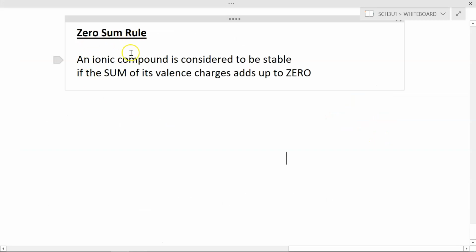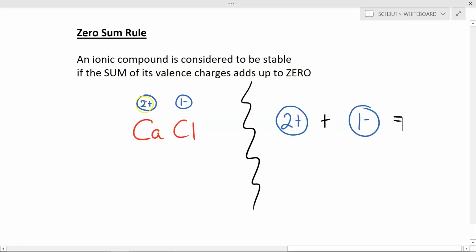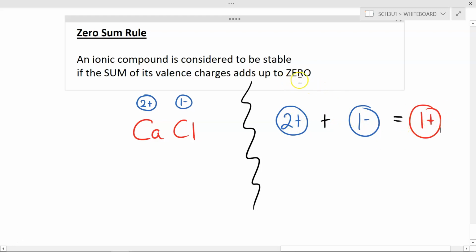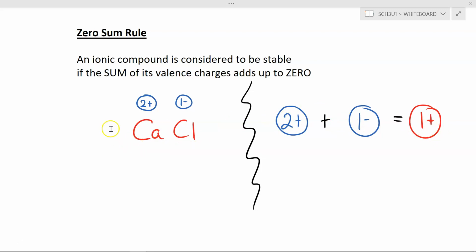So the zero-sum rule states that an ionic compound is considered to be stable if the sum of its valence charges adds up to 0. So the valence charge for calcium is a 2+, while the valence charge for chlorine is a 1-. If I try to add up these valence charges, I get a 1+. That's not 0. I need to make sure that when I add these valence charges, it adds up to 0. So that means I don't have the right number of atoms for this compound to be stable.